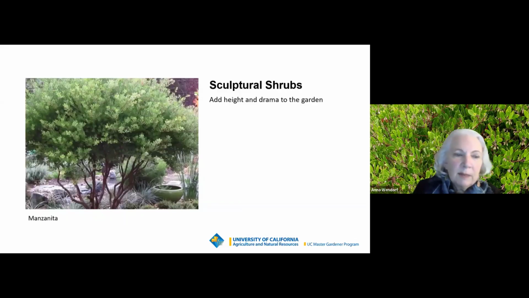Oh, sculptural shrubs. So here's another manzanita that's been pruned up. With some manzanitas, you can keep them tight and compact. Actually, only 2 varieties that I would recommend doing that with. But all of the others, as they grow, you'll be pruning them up and you'll get these beautiful red twisted stems. Nice way to add some drama and some height in your garden.